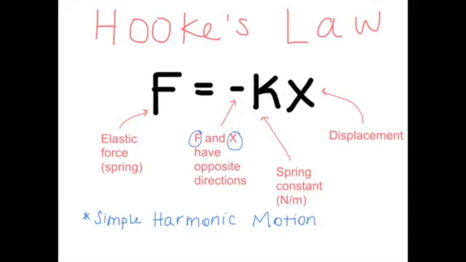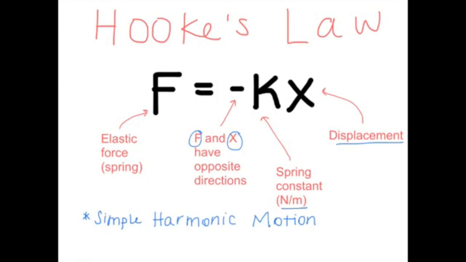The spring constant is something we've gone over before when we were studying work and energy. It's measured in newtons per meter, and it's basically how much force is required to stretch the spring a certain distance. Finally, we have x, which is the displacement. This is the distance of the mass from the spring's equilibrium point, or its relaxed position.